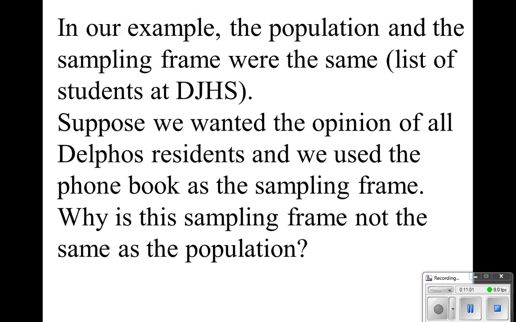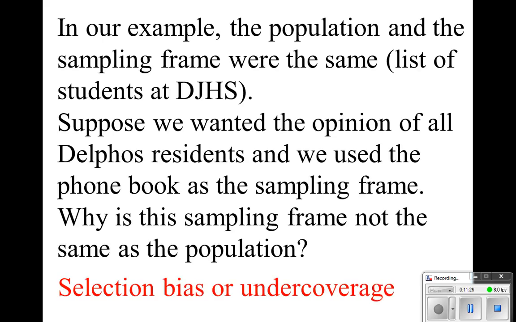In our example, the population and the sampling frame were the same, the list of students at Delphus Jefferson High School. Suppose we wanted the opinion of all Delphus residents and we used the phone book as the sampling frame. Why is this sampling frame not the same as the population? Okay, the reason would be that you have unlisted phone numbers, or people that don't have a phone. So using the phone book can sometimes cause a problem. So that would be selection bias or undercoverage.